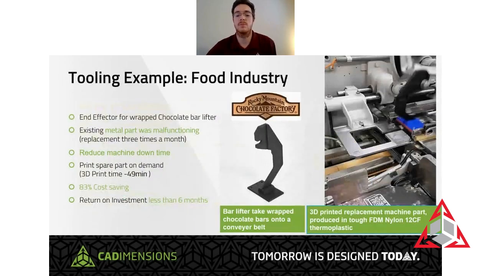So first is this example in the food industry. They had a machine that wraps the chocolate bars on a conveyor belt, and one of the arms broke, and the existing metal part was replaced 3 times a month. So they needed a better solution, and they looked towards 3D printing. And with 3D printing, they were able to print this arm in nylon 12CF that you see here. It reduced their machine downtime.